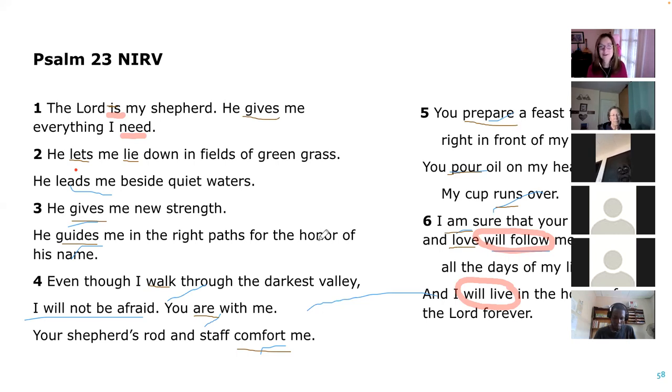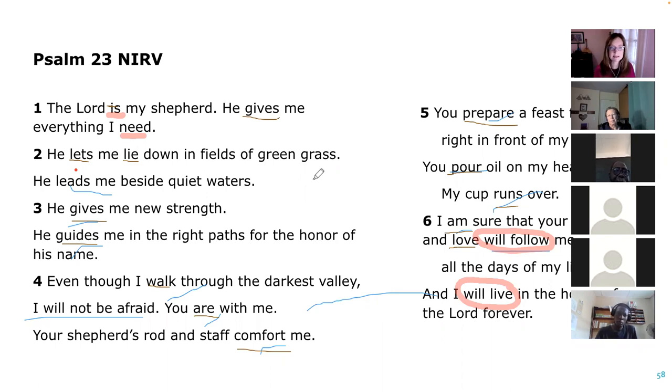So as we go through this verse and we consider what do we learn about this shepherd? What do we learn about the characteristics of this shepherd, and what does this shepherd do? We can go through these verbs. So he gives me everything I need. He leads me, he guides me. He prepares a feast for me. He protects me.